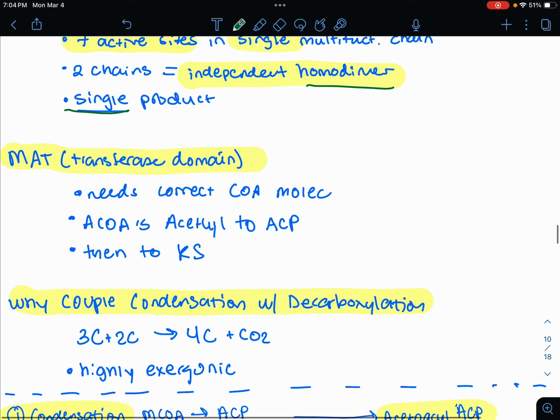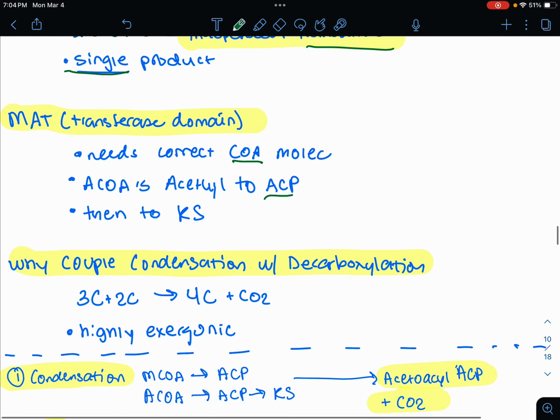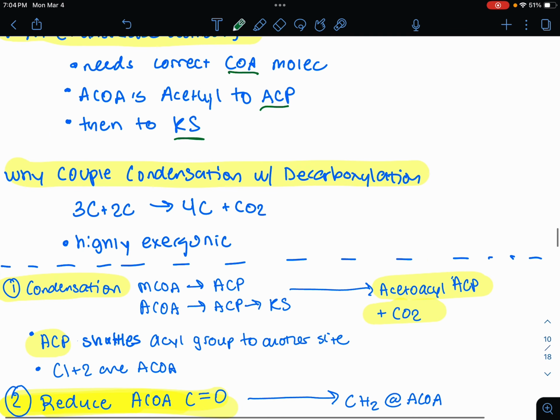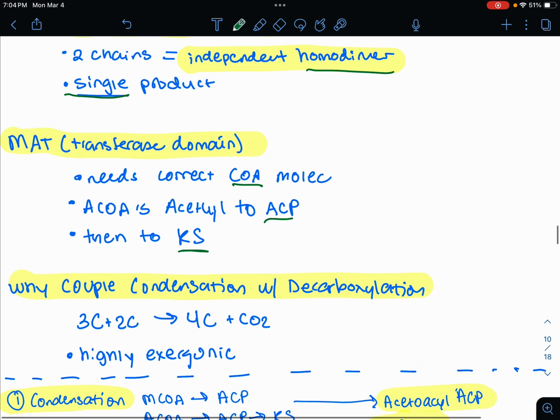So we have the MAT transferase domain. This is going to need the correct CoA molecule. Acetyl-CoA's acetyl group will go to the ACP, the acyl carrier protein, and then it's going to go to this other region called KS. So why do we couple condensation with decarboxylation? That's going to just be the 3-carbon molecule plus the 2-carbon molecule, and you get a 4-carbon molecule with CO2.